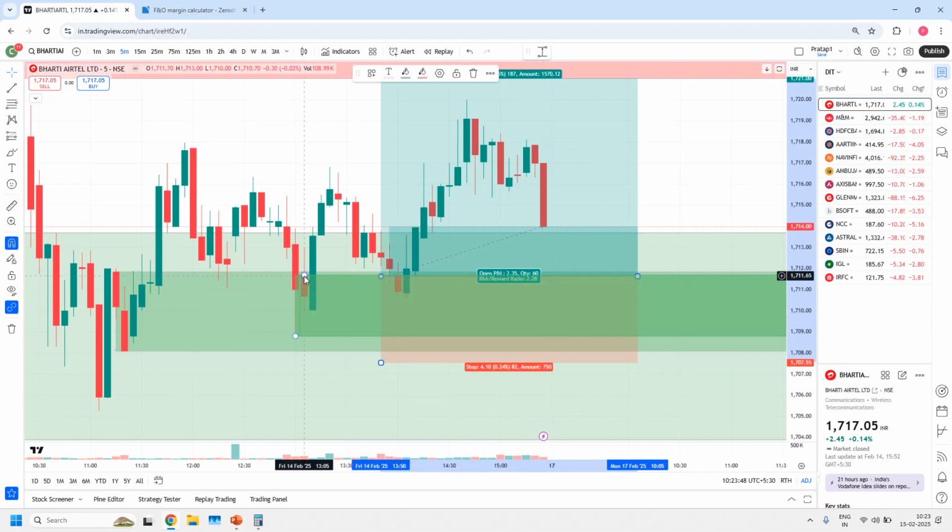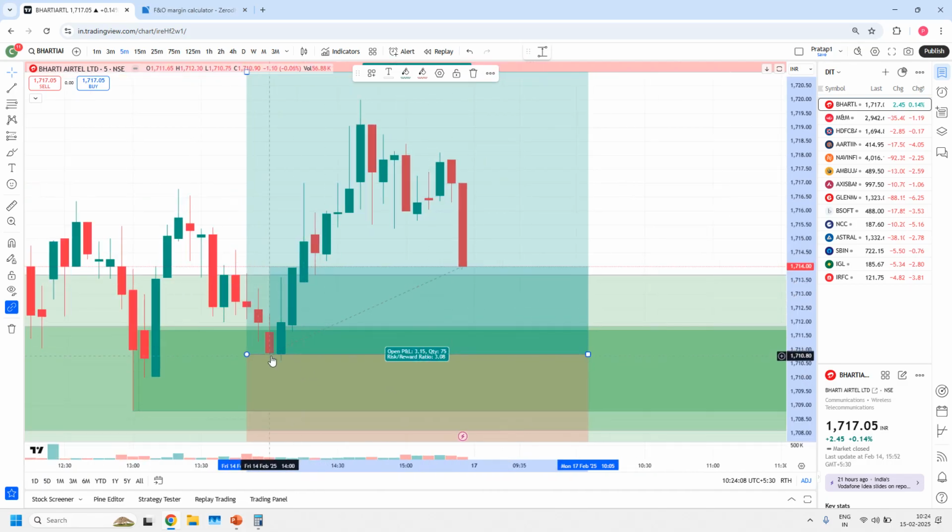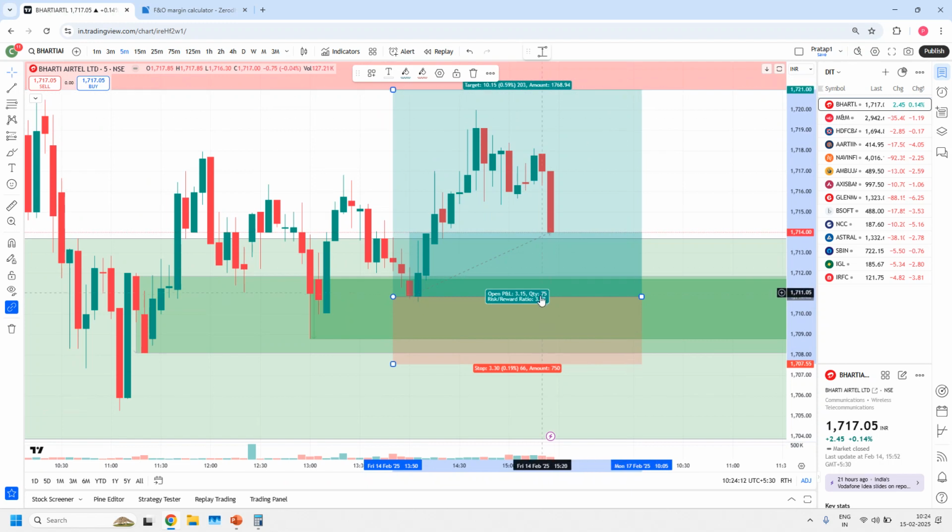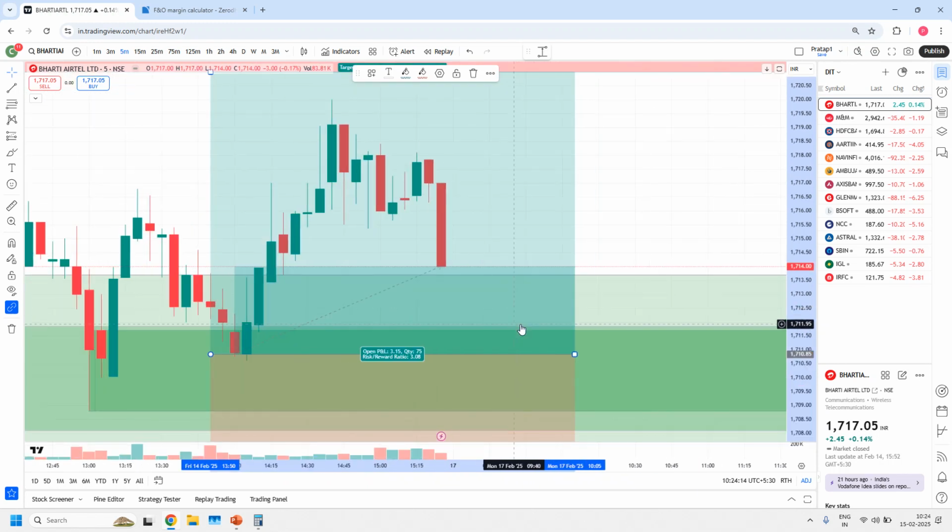To achieve the RR, what is the technique we can use? Take an entry deeper inside. Let me reduce the entry, fine-tuning the entry. Go below, go below, go below until you get 1:3 RR. You adjust, and then only you plan your trade. Now you got 1:3 RR. If you take your entry here, till this supply zone, you will be getting 1:3 RR.